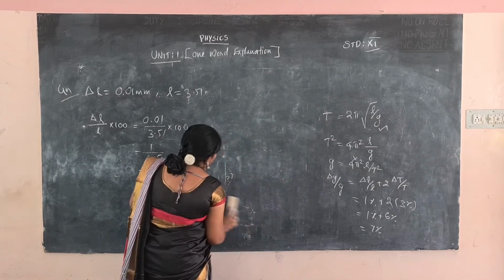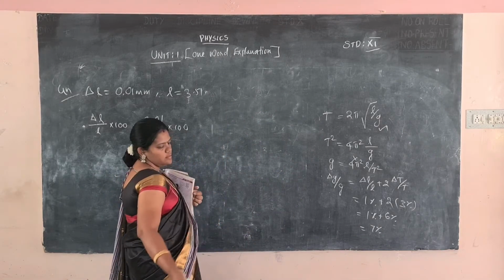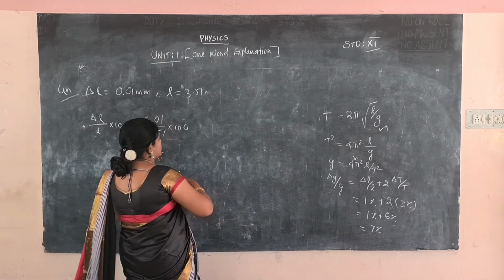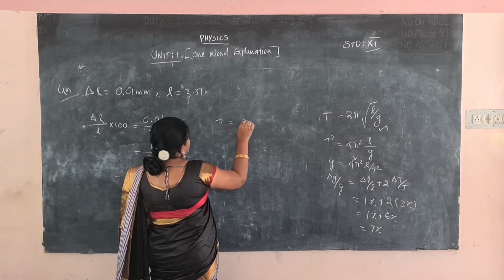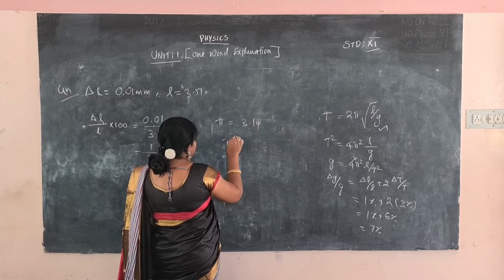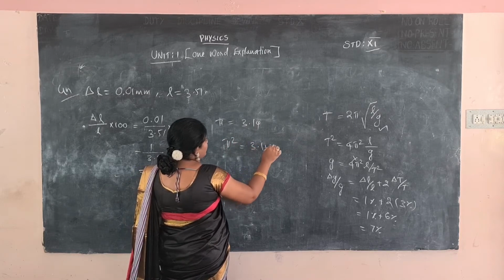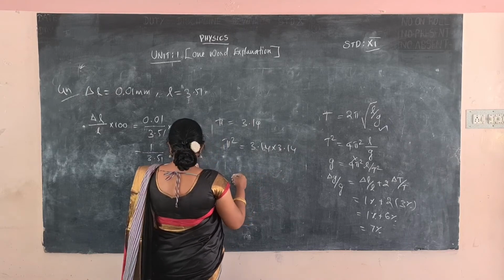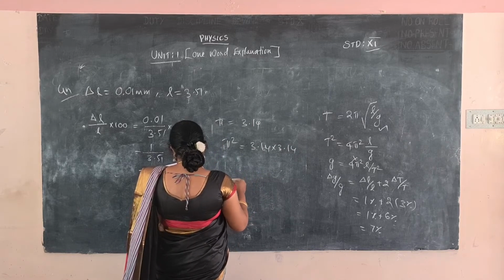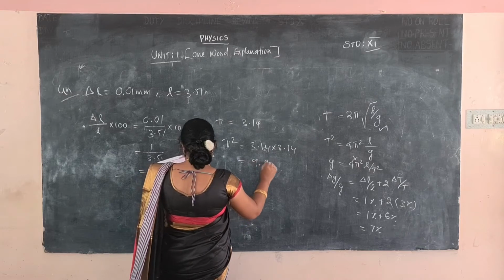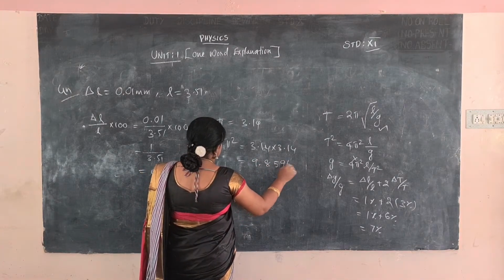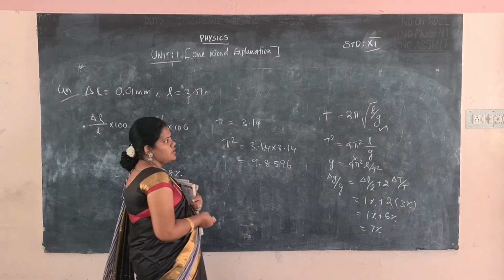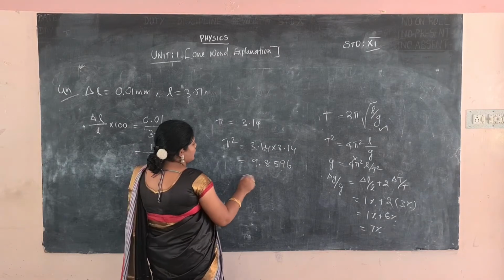Pi is equal to 3.14, already you know that. Okay, so we want pi square. Pi square is equal to 3.14 into 3.14. You have to multiply these two, that will be equal to 9.8596. Okay, so 9.8596, how will you round off?